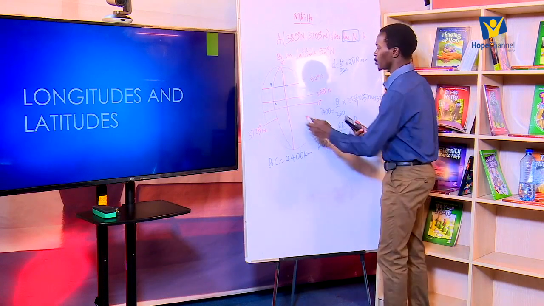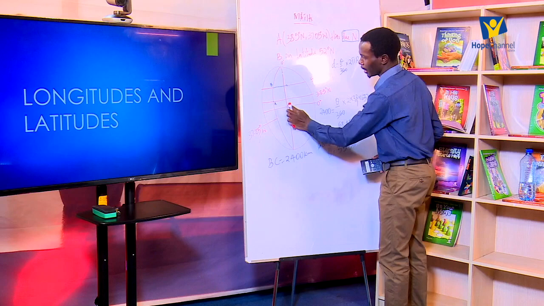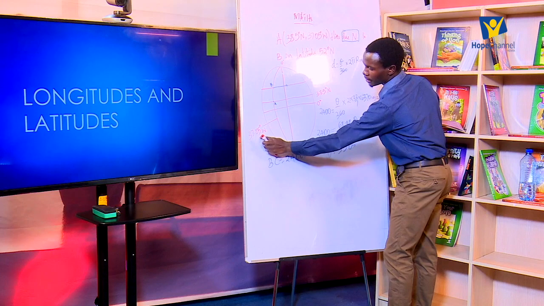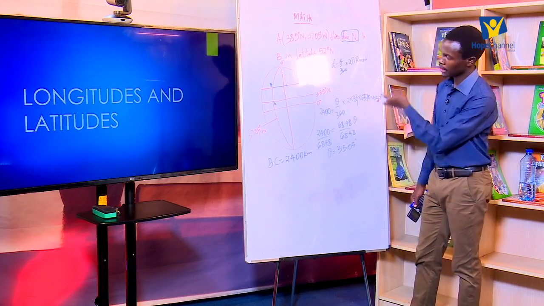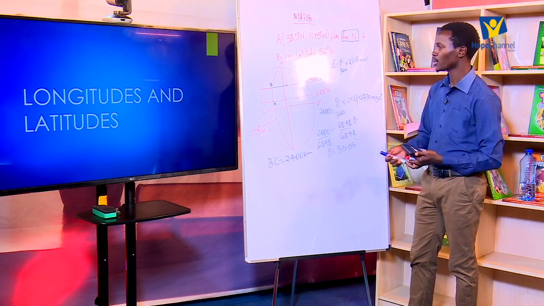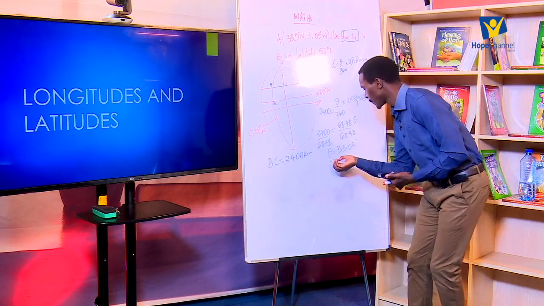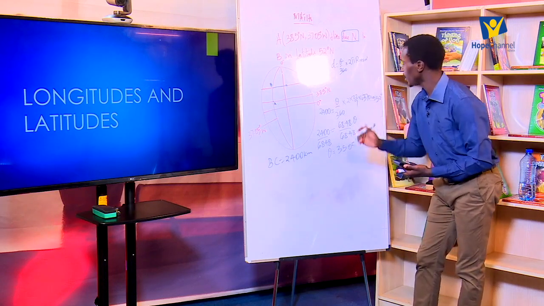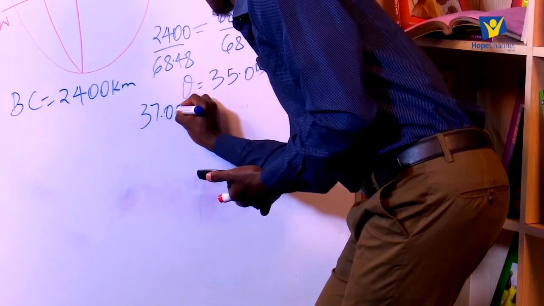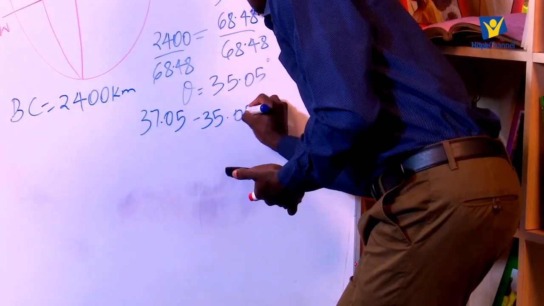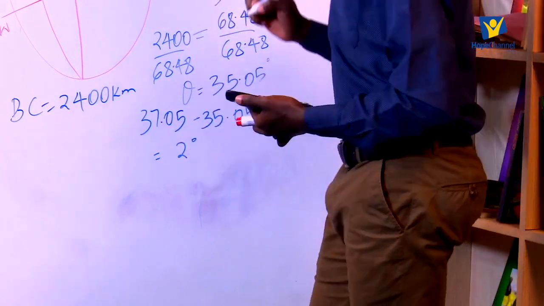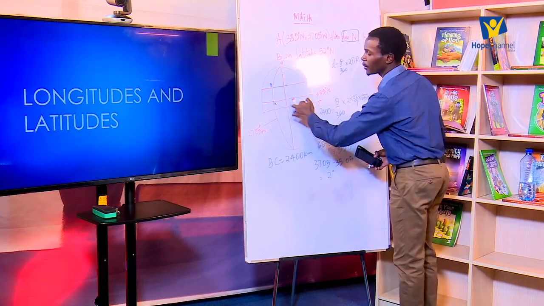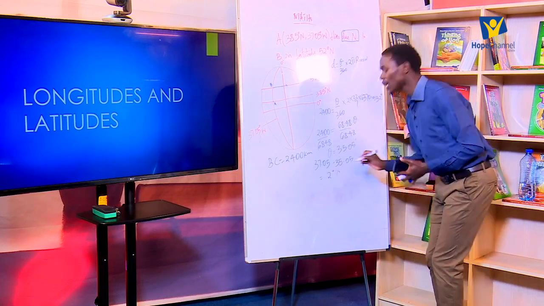Now you see, the plane is flying from B to C. Now as it is flying to C, it is approaching the prime meridian. And if it is approaching the prime meridian, then that means the angle 35.05 degrees west is reducing towards the prime meridian. So for you to get the position of C, the longitude for C will be 37.05 minus 35.05, which gives us 2 degrees. Of course, 0.05 is 0. But 2 degrees where? Because that will still be on the west side. So it's still west.